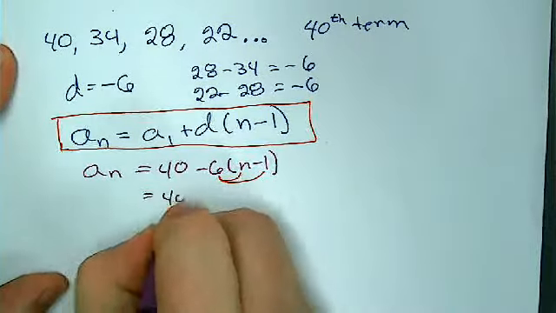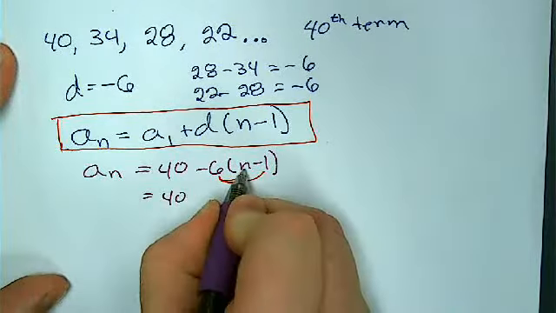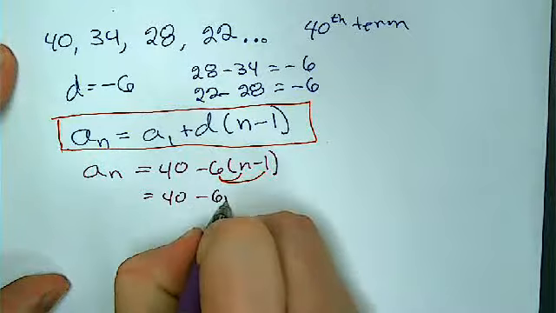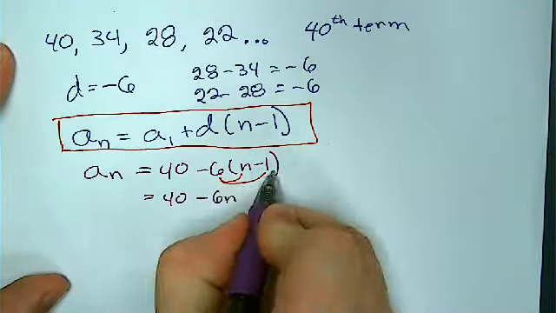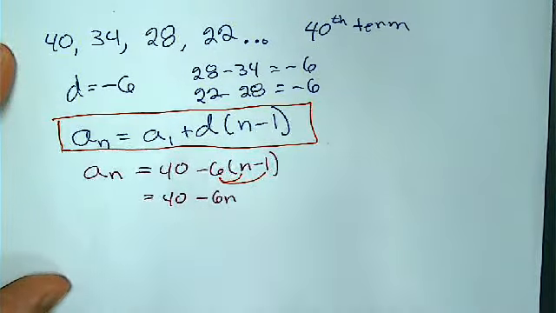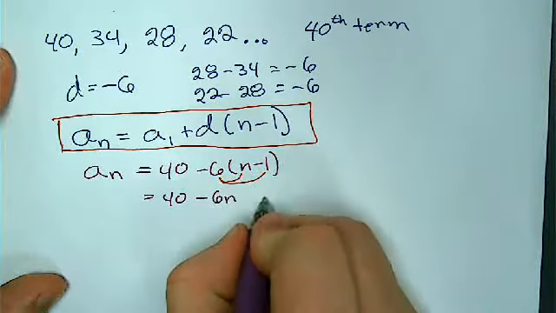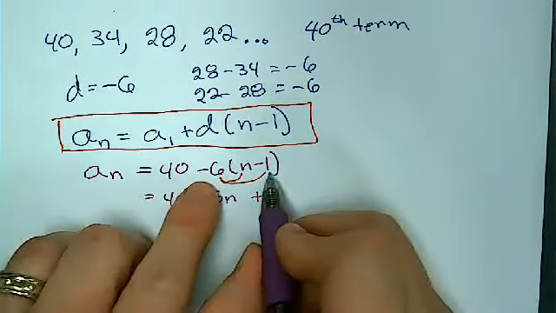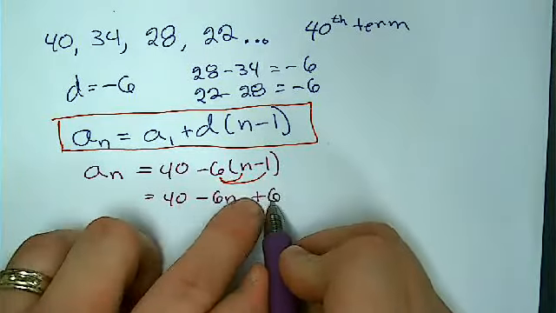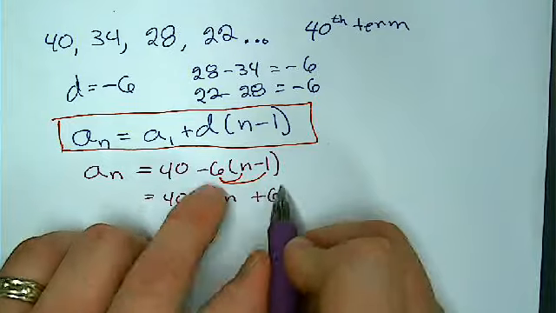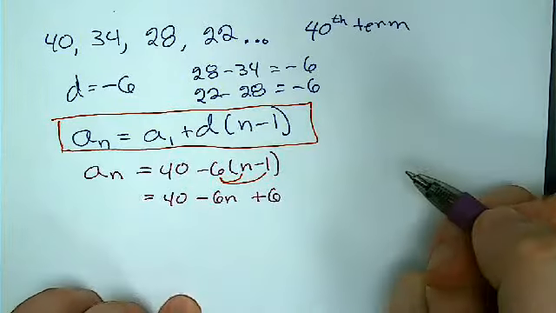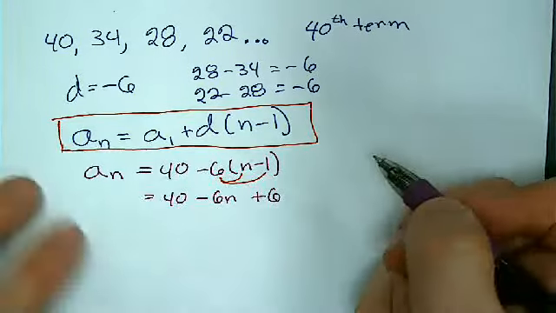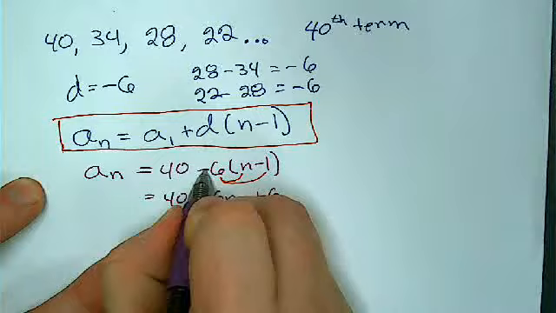So 40, negative 6 times n is negative 6n. Then what happens when I do this part of the distributing? What do I get? Positive 6. Negative 6 times negative 1, positive 6. I'm willing to bet dimes to dollars we're going to get a handful of students that are going to get this one wrong because you're going to screw the signs up. So watch for that.